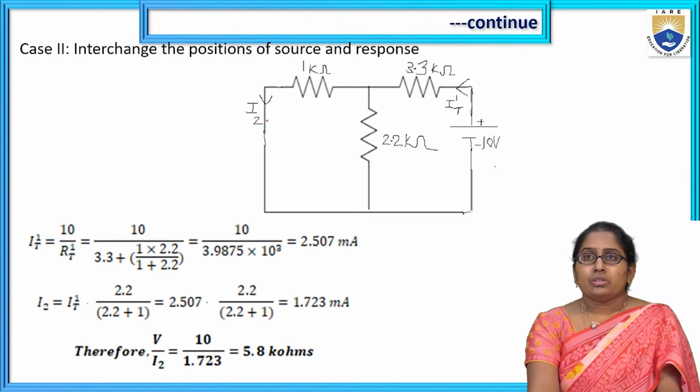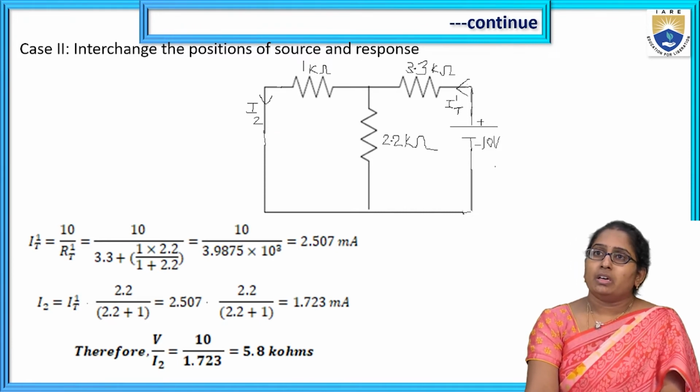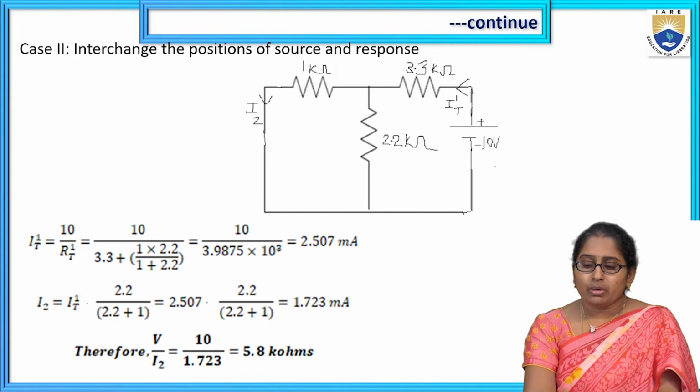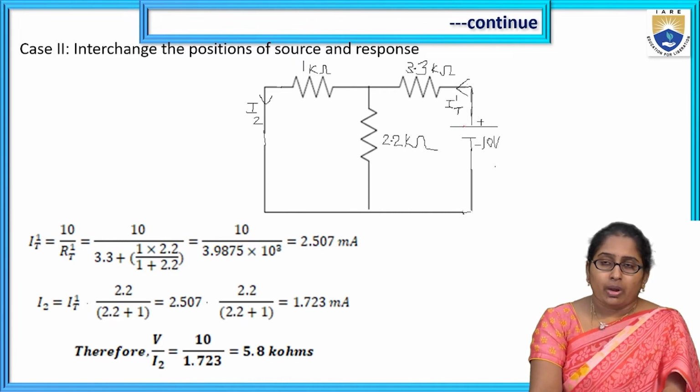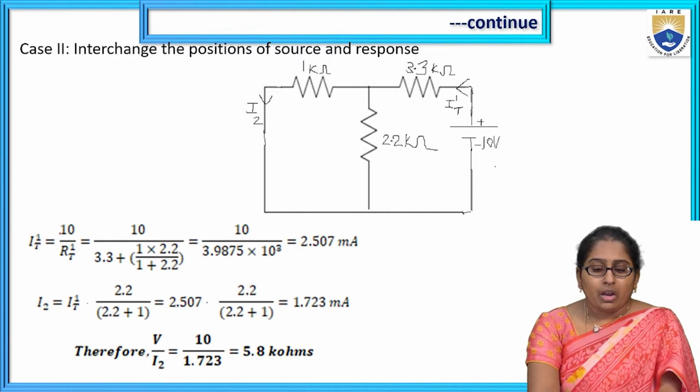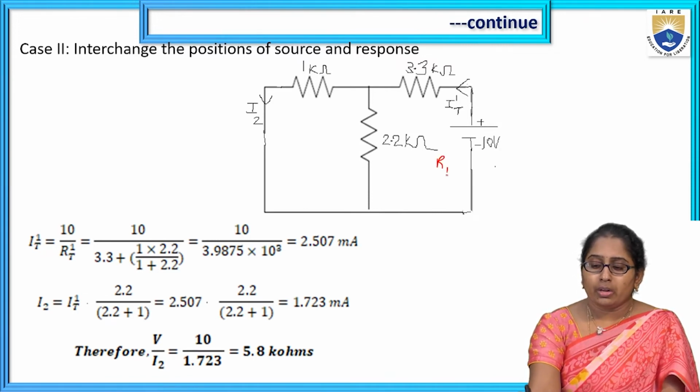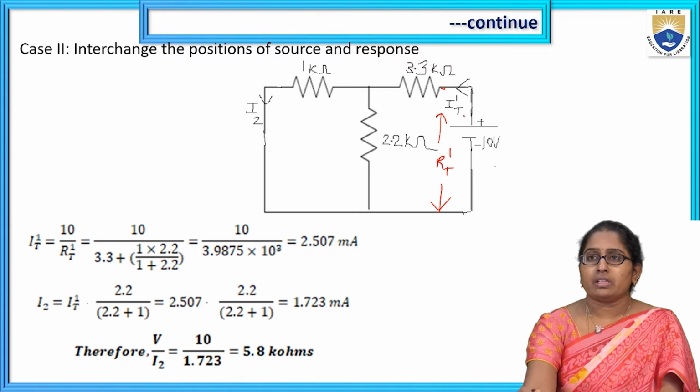So how to find the current I2? I'm using the current division principle again, by finding the total current coming from the input voltage. That total current I have denoted with IT dash here. IT dash is equal to total voltage 10 over total resistance.